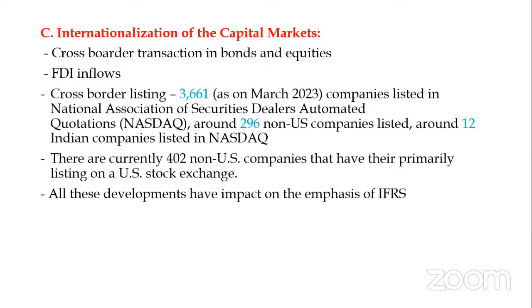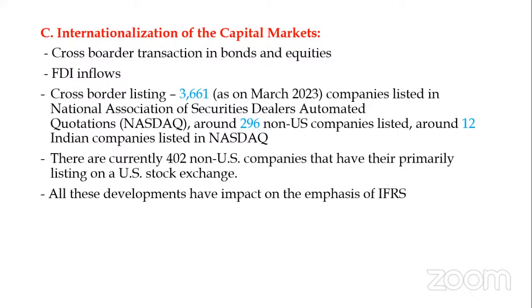I have the statistics for you. For cross-border listing on the Nasdaq stock market, around 3,661 securities got listed. Out of that, 296 companies are non-US companies. More than 12 Indian companies got listed on Nasdaq for better marketability of their shares. There are currently 402 non-US companies that have their primary listing on US stock exchanges.